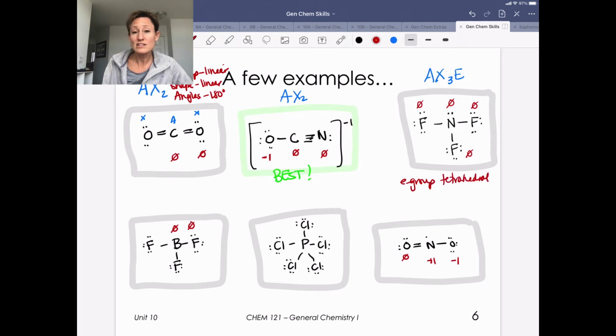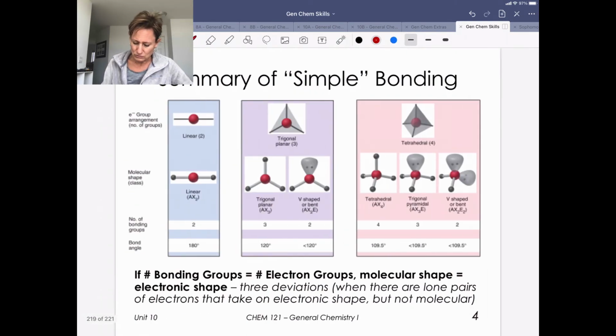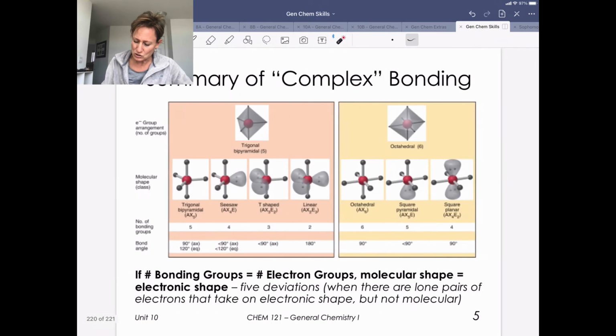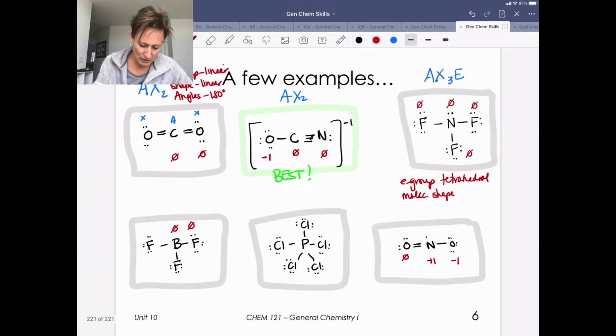And remember, you'll have this sheet available, so you don't need to worry about remembering how to spell these or any of that. My molecular shape is going to be trigonal pyramidal. And then my bond angles are going to be less than 109.5 degrees.